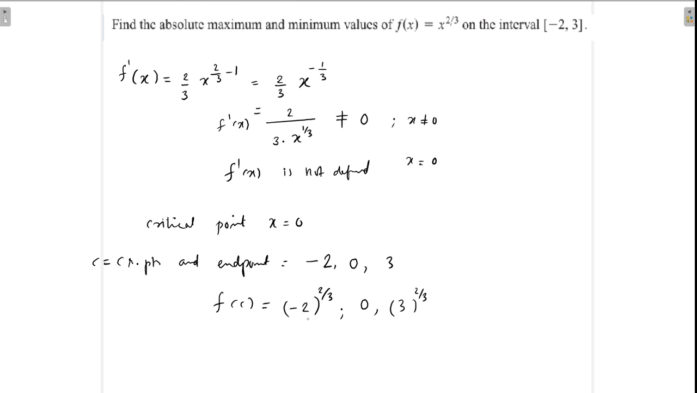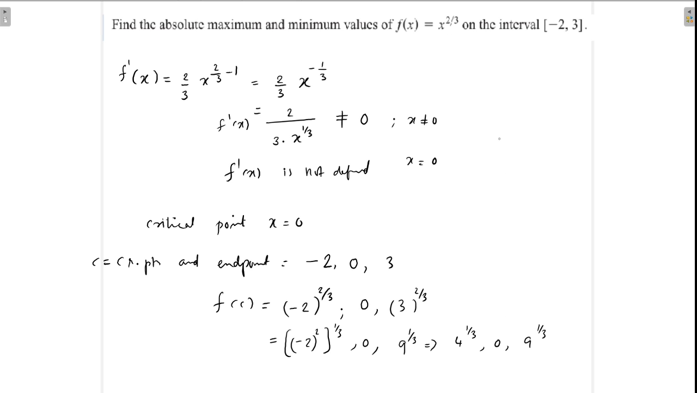What is this value? We can write it as minus 2 whole square to the power 1 by 3, and this is 0, and this is 9 raised to 1 by 3. Minus 2 whole square is 4, so this will be 4 raised to 1 by 3, 0, 9 raised to 1 by 3. The largest among these values is 9 raised to 1 by 3, and the smallest is 0.